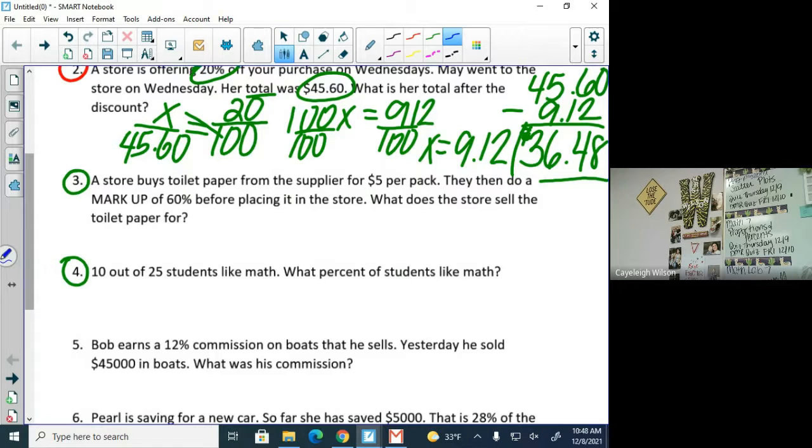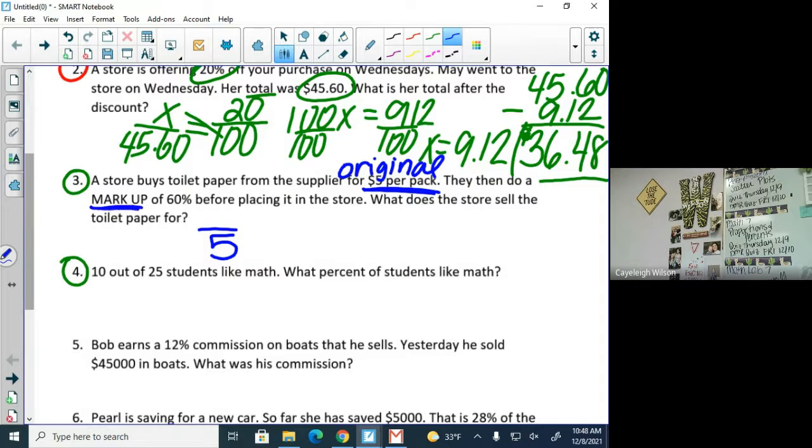Alright, guys. So a store buys toilet paper from the supplier for $5 per pack. This was the whole price that they bought it for, the original price that they bought it for. So that's why it's going in the whole spot, because that was the original price. And we just talked about, Andy, on the other page, that if it's the original or the total, it goes in the whole spot.